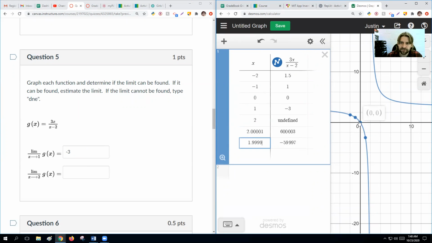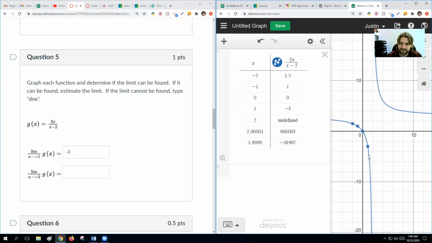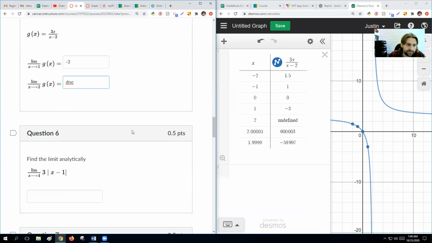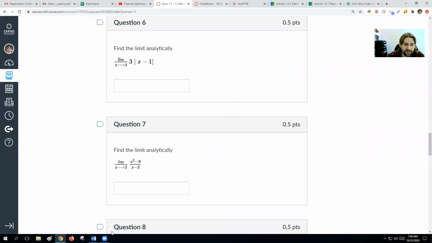So if we notice here on 2, and especially if we look at the graph, as we get closer and closer to 2, coming from the left side, it goes down. The right side goes up. So we would say this does not exist. The limit is not going towards the same number on the left and the right side. Okay.